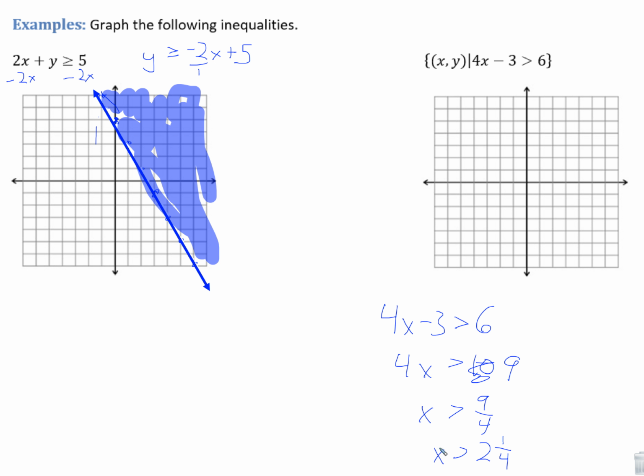Well, if we had x equals 2 1/4, we know that is a vertical line. So x is greater than 2 1/4. What we do is we graph 2 1/4 here. Try to make a straight line. There's 2 1/4, and now it's greater than. So which values of x are greater than 2 1/4? Well, everything to the right of this line. So we would shade everything over here.